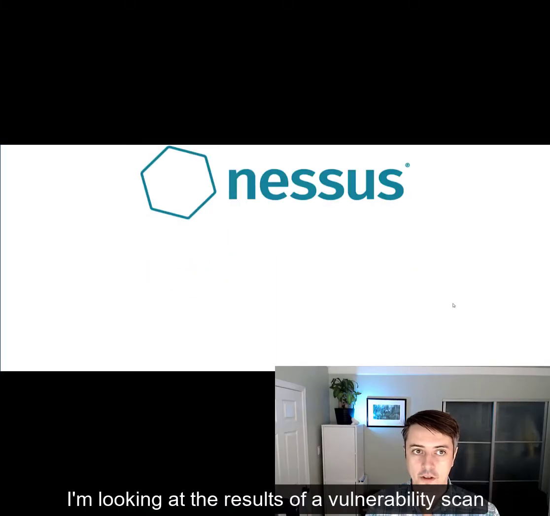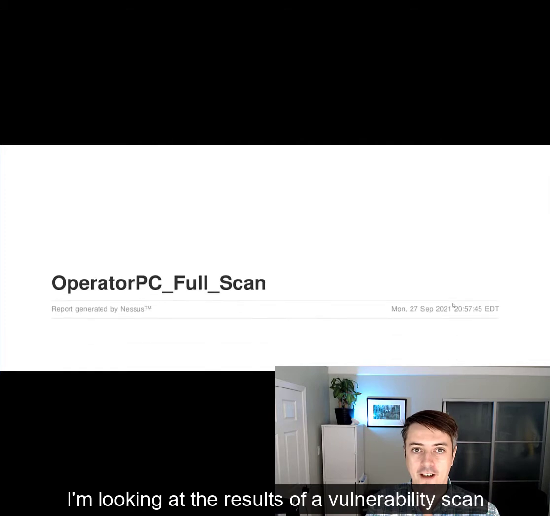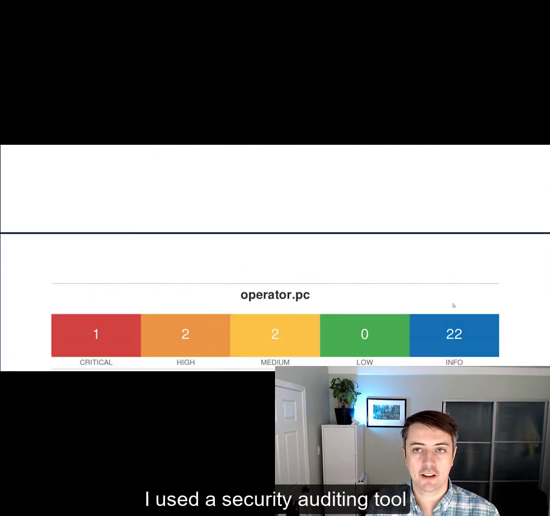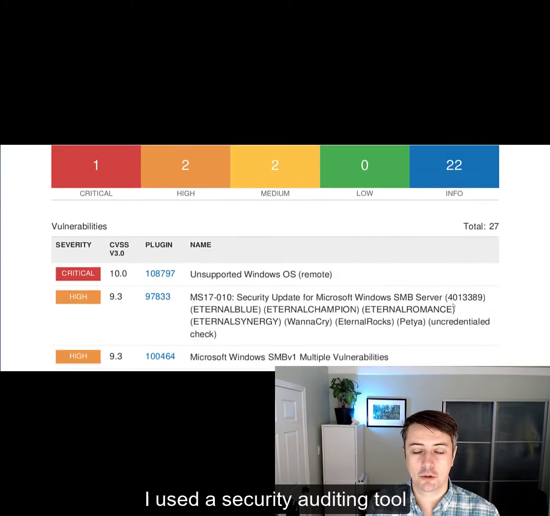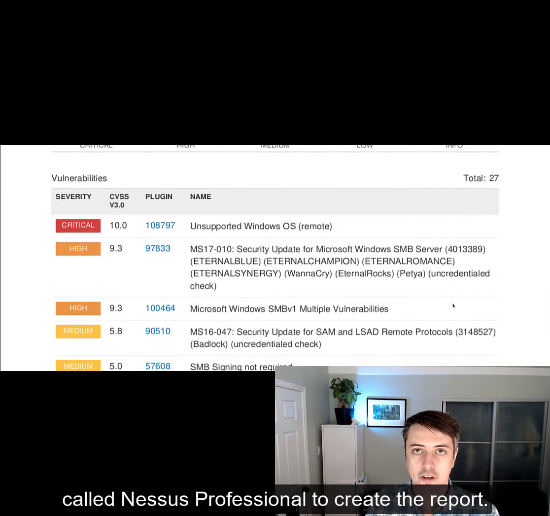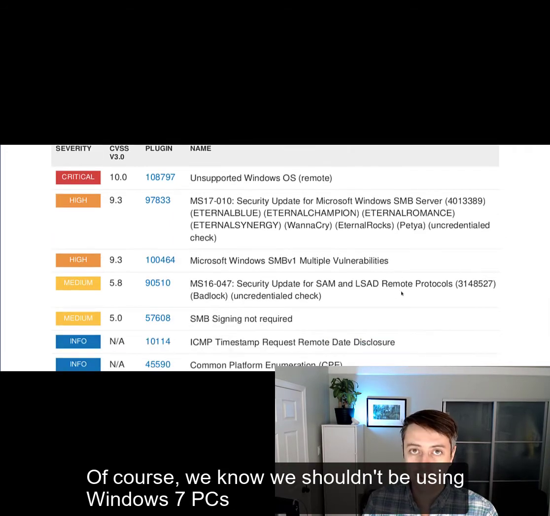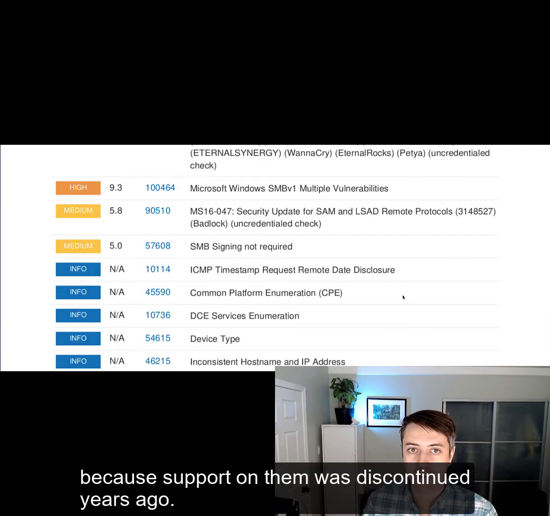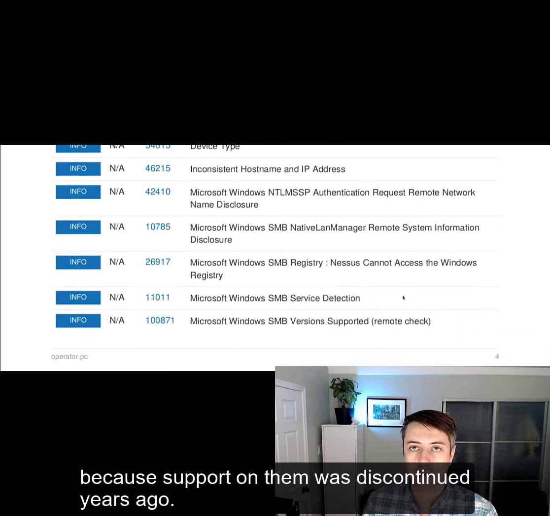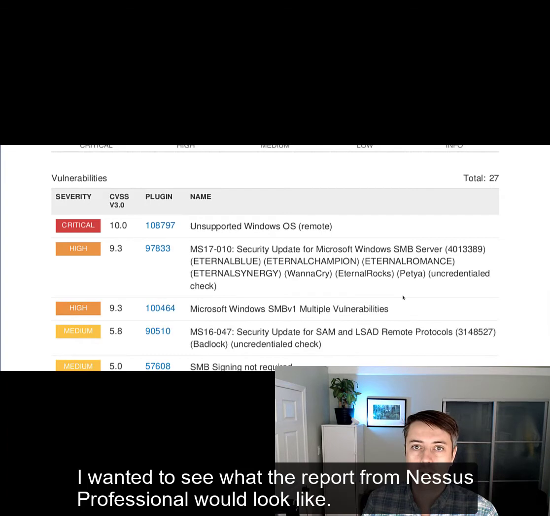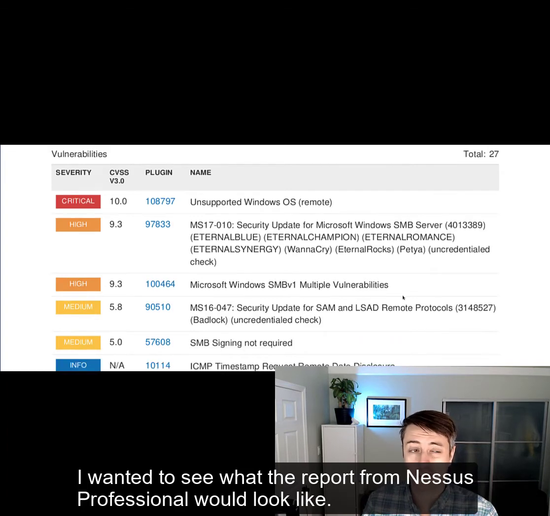I'm looking at the results of a vulnerability scan I executed on a Windows 7 PC. I used a security auditing tool called Nessus Professional to create the report. Of course, we know we shouldn't be using Windows 7 PCs because support on them was discontinued years ago. I just wanted to see what a report from Nessus Professional would look like.